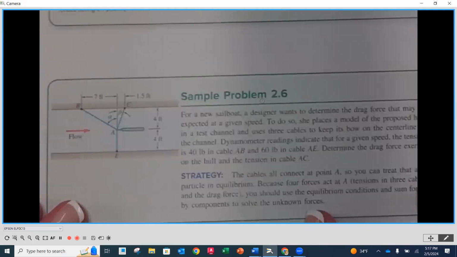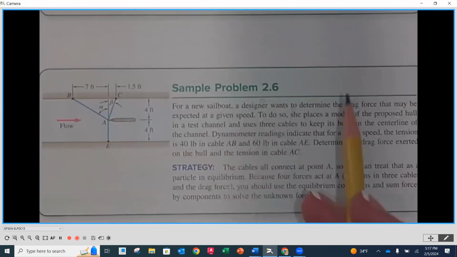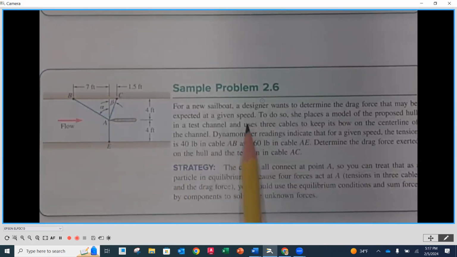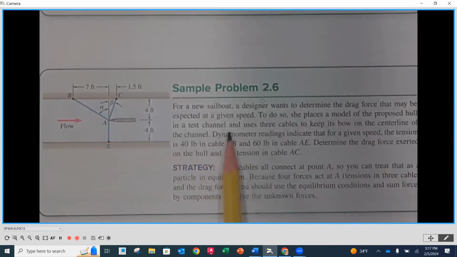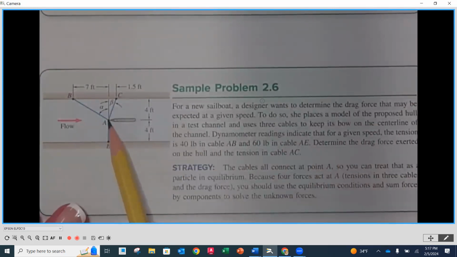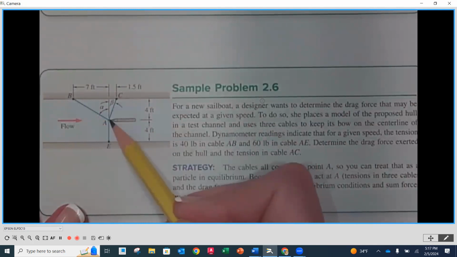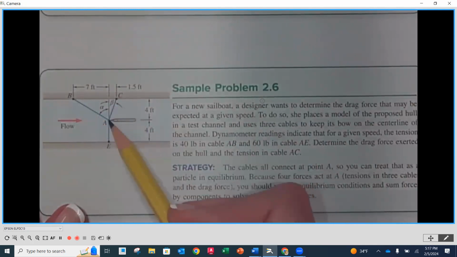So for this sample problem, for a new sailboat, a designer wants to determine the drag force that may be expected at a given speed. To do so, she places a model of a proposed hull in a test channel and uses 3 cables to keep its bow on the center line of the channel. So here's the boat's hull. And then here are the connectors to the front there. So we're going to have a cable going up to C, over to B, and then from A down to E.